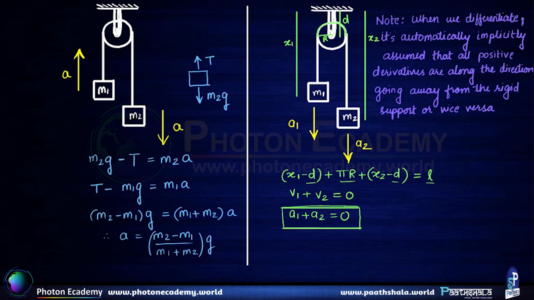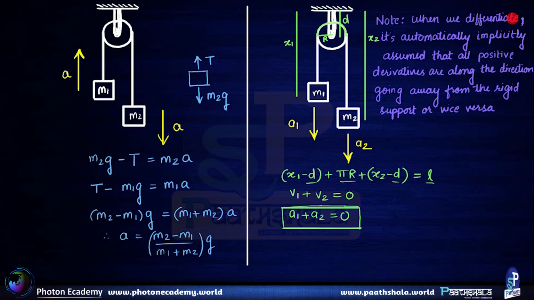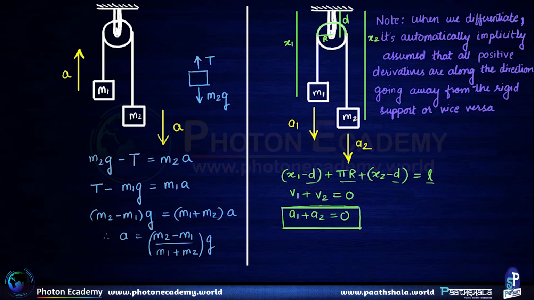So this is one equation. Now comes the very important point that I have mentioned in a note over here. Whenever we differentiate, it automatically gets implicitly assumed that all the positive derivatives are along the direction that is going away from the rigid support. That means all the positive derivatives are going to be towards the downward direction, or else all the positive derivatives in the question are going to be in the upward direction. All of them would be in the upward direction. So this gets implicitly assumed whenever we differentiate.